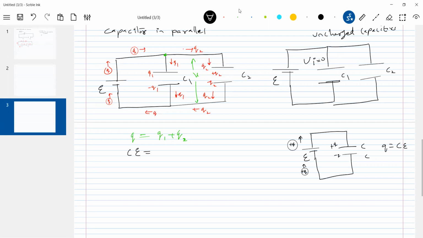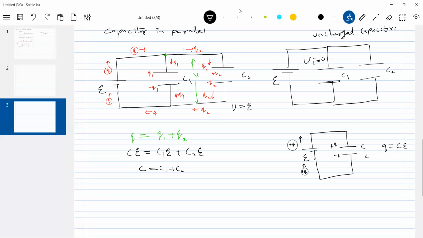Looking at this circuit, what is Q1? C1 times the potential drop, which is equal to E. They're parallel here, so Q1 equals C1 into E, and this will be C2 into E. So what is C equal to? C1 plus C2. When capacitors are connected in parallel, the effective capacitance is given by the sum of the capacitances. If there are n branches, it is C1 plus C2 plus C3 and so on.